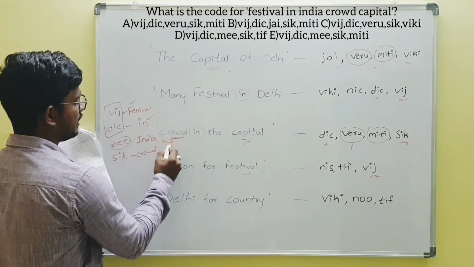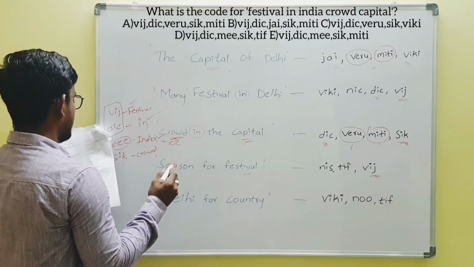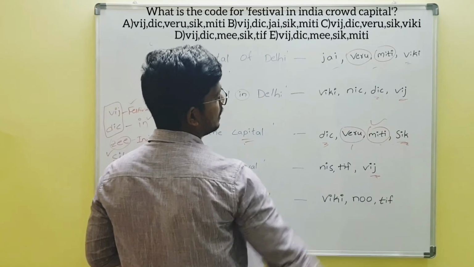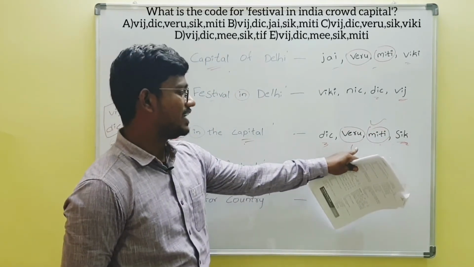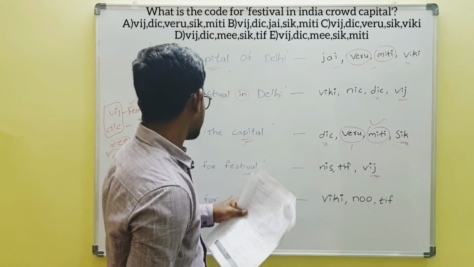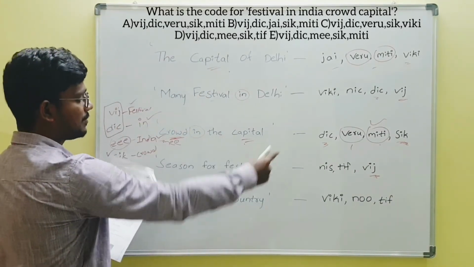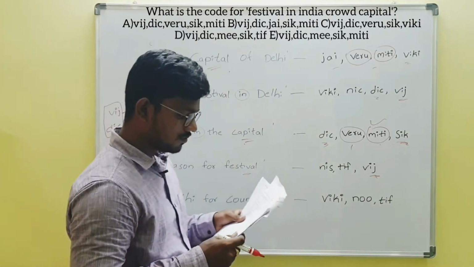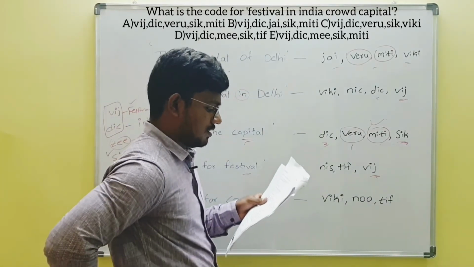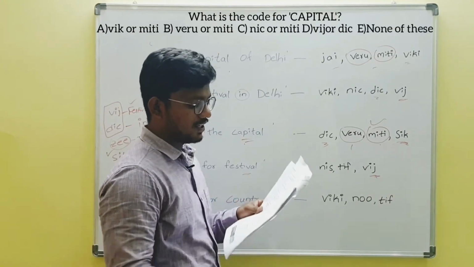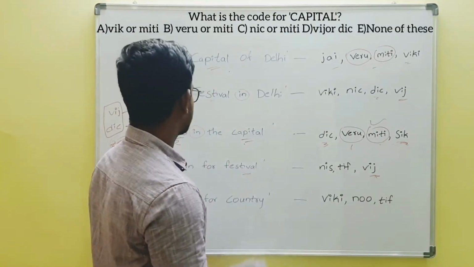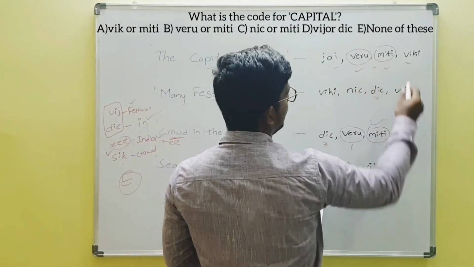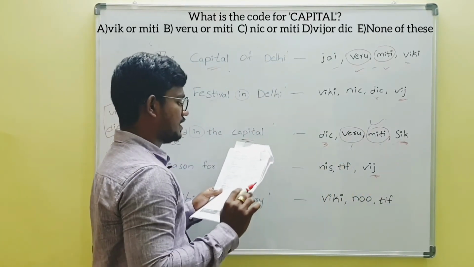So it can be coded for India. So MEE can be considered. SIK can also be considered. And MITI can also be considered. We have to take either VERU or MITI for capital. So I am taking MITI so that I will get E as my answer. And the 32nd question is, what is the code of capital? So in the previous question I got VERU or MITI for capital, so I can directly say option B is my answer.